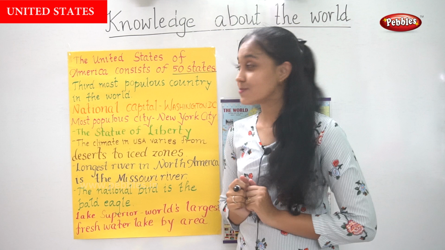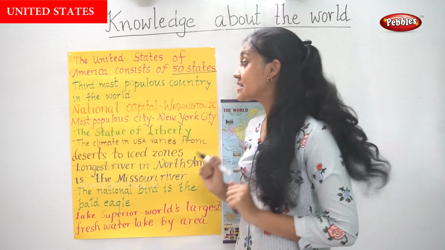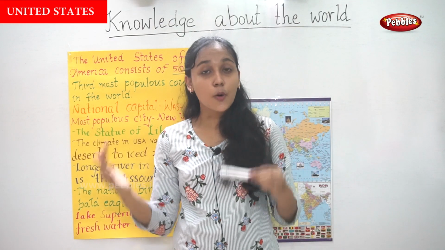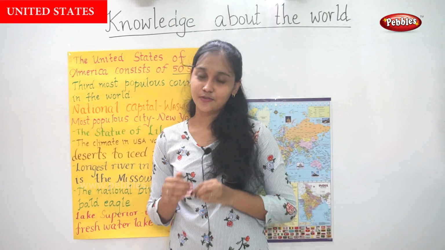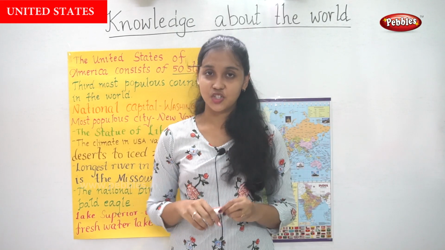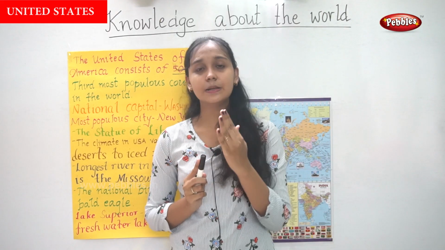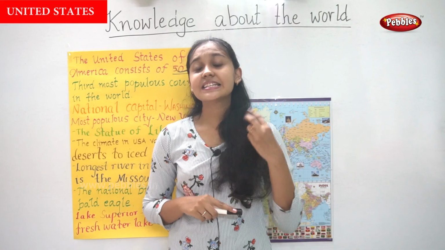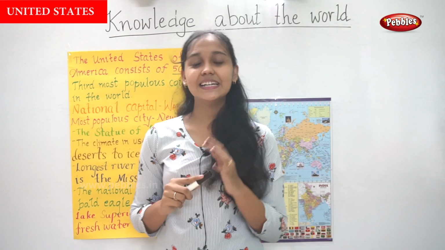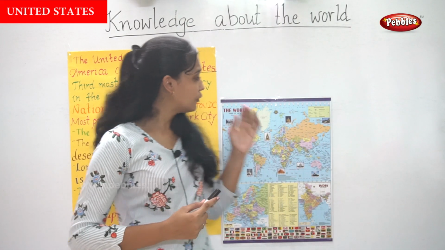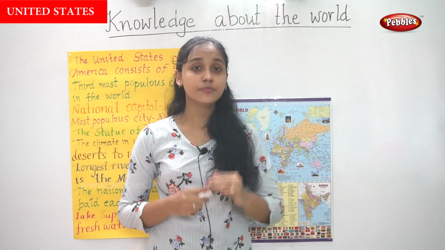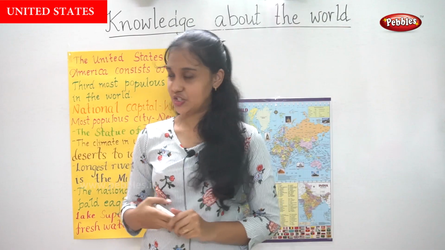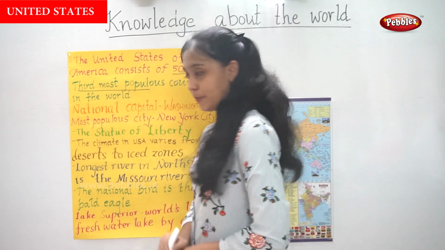Then, look at the next point. It is the third most populous country in the world. So, like I told you, in population. Population wise, the United States of America is the third largest. Here they are classifying it based on the population. What did we learn about Canada? It is the second largest country in the world in terms of area, which you can tell if you look at the map. But population wise, the USA is the third largest. So, the third most populous.